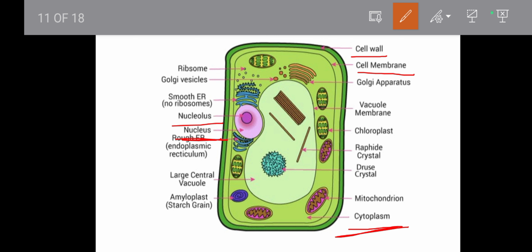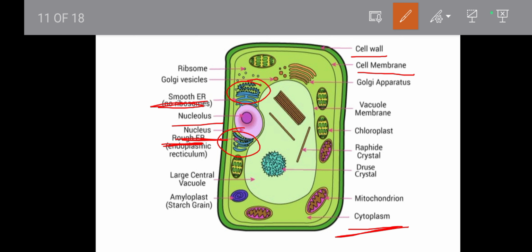Plant cell also contains endoplasmic reticulum. So these endoplasmic reticulum are of two types, smooth and rough. If ribosomes are embedded on the endoplasmic reticulum, then it is called rough endoplasmic reticulum. If there are no ribosomes embedded on the endoplasmic reticulum, then it is called smooth endoplasmic reticulum.